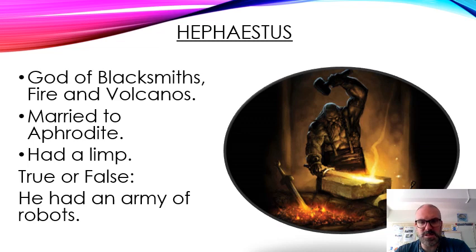Hephaestus, so he's the god of blacksmiths, fire, volcanoes, craftsmanship. He's married to Aphrodite. He had a limp, but true or false, he had an army of robots. It's true, yes. He has an army of automata, which is where we get the word automatic. So these metal robots who did his bidding according to Greek myth. There you go.